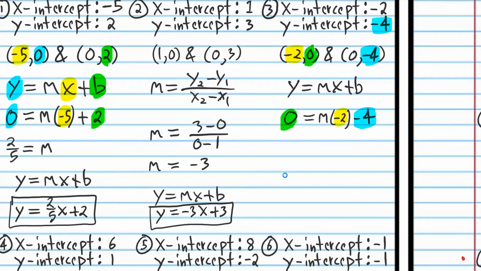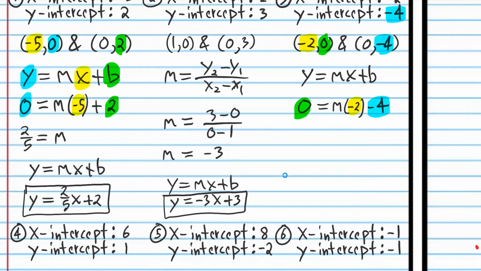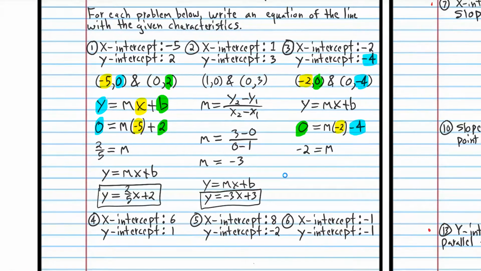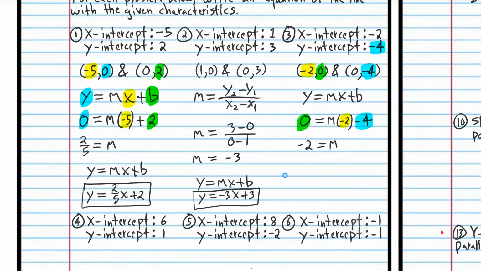All right, so I just add 4 to both sides, divide both sides by -2, and I get m is equal to -2. Now I can just write y equals mx plus b, write it in slope-intercept form, and m we just found is -2, and b we already knew was -4. b is the y-intercept. We were given the y-intercept in the beginning of the problem.